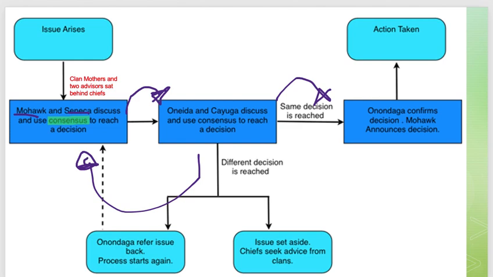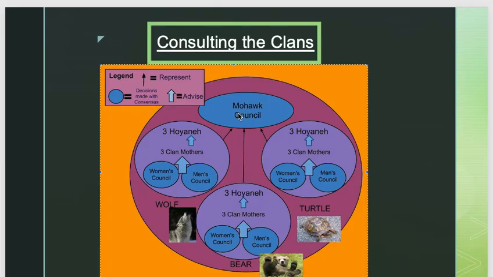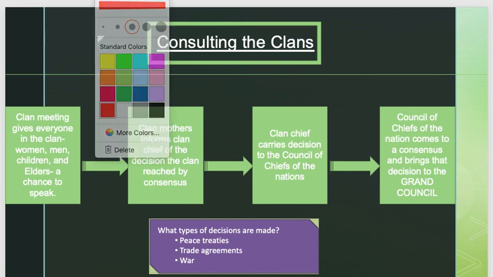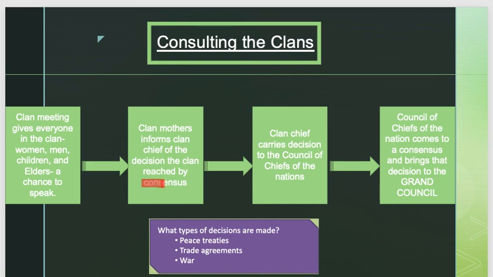Consensus is relevant everywhere, all right? It is needed in order to make any decisions in the Iroquois society. Same thing within the clans. In the clans, a consensus has to be made before you advise the clan mother about how to make changes in your society. So once again here, right, we have this idea of clan mothers can inform the clan chief to reach a consensus. All right, so we should have a peace treaty, but first they need a consensus about what they should do. So this is consensus.